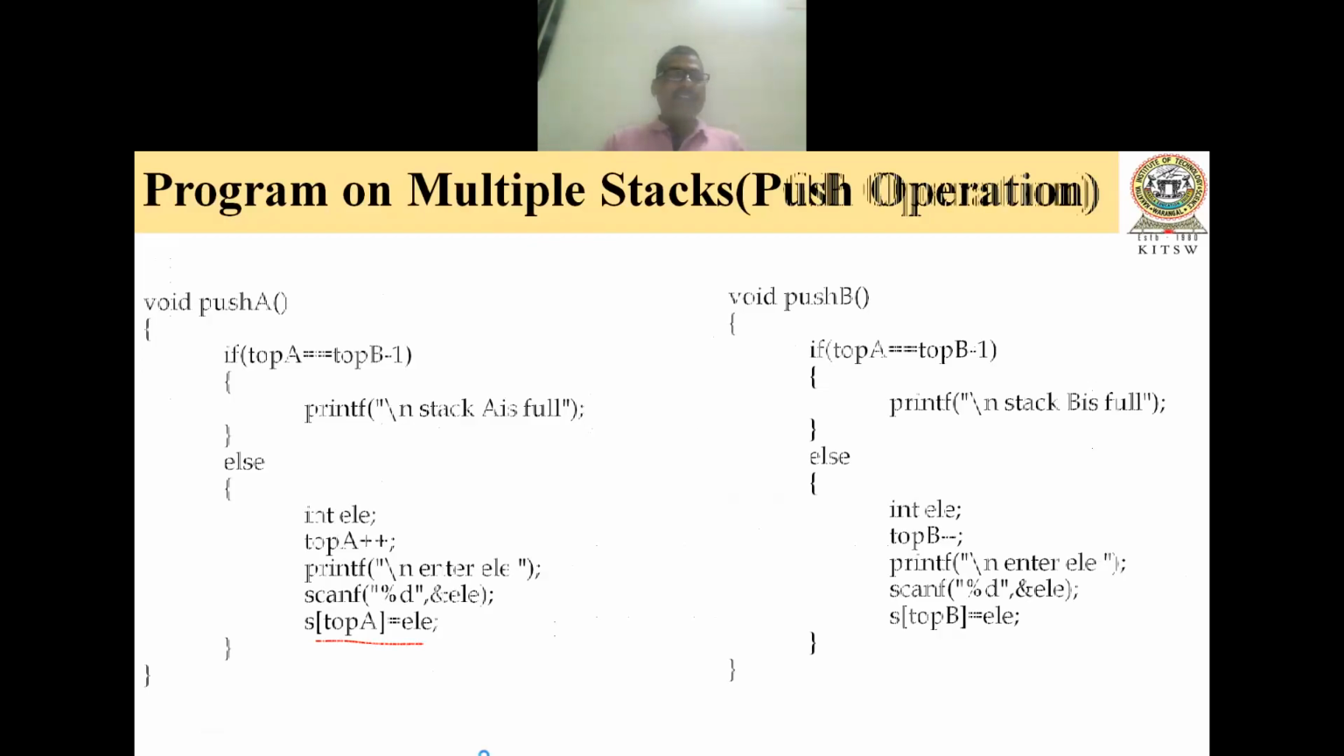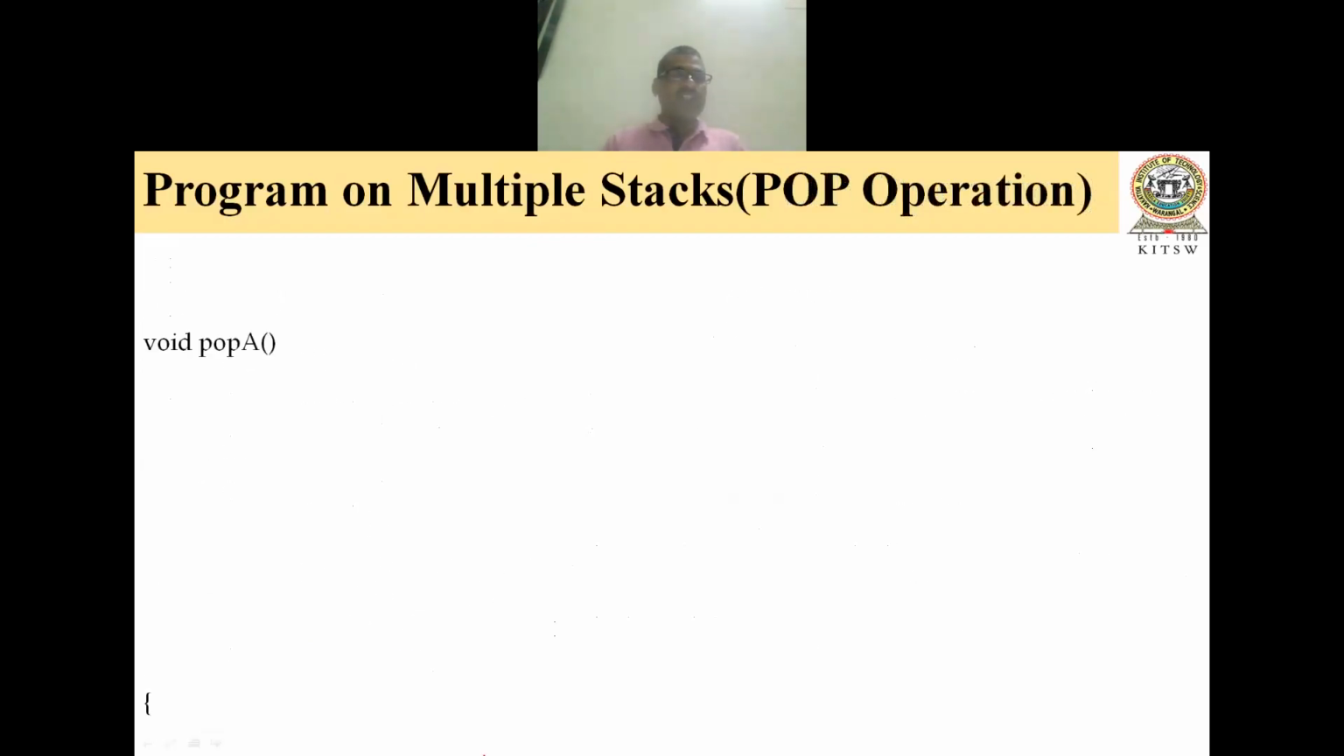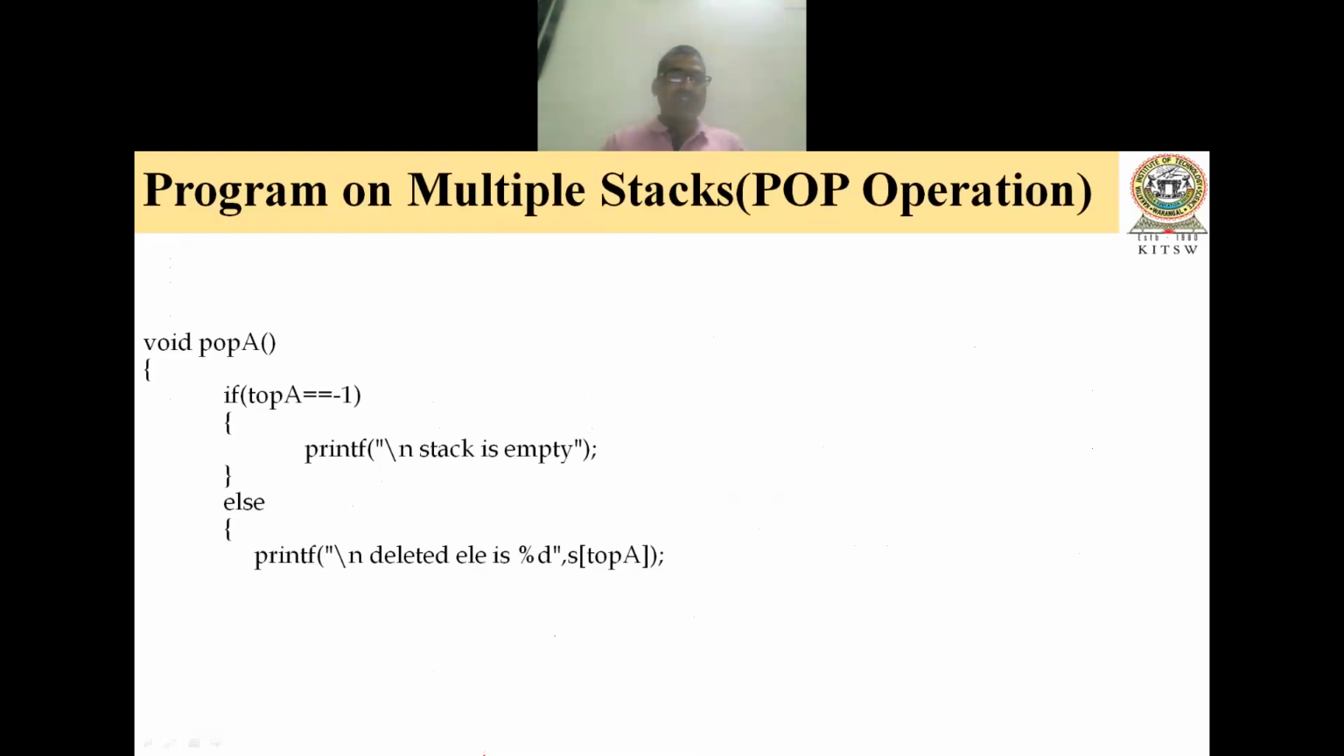Got the point? Fine. So this is pop A, in which we are removing an element from the first stack A. If top A is equal to -1, then stack A is empty, else delete element is equal to S of top A, then top A minus minus. So these are the same operations as a single stack which we have implemented using a one-dimensional array.